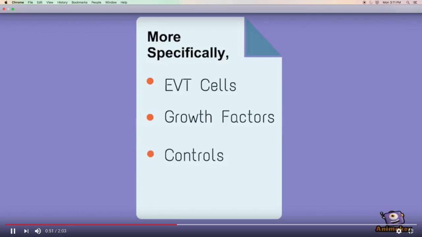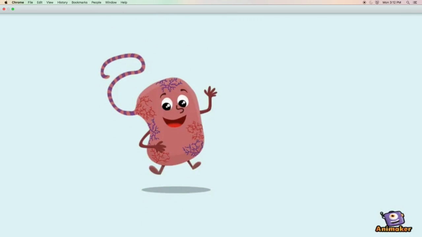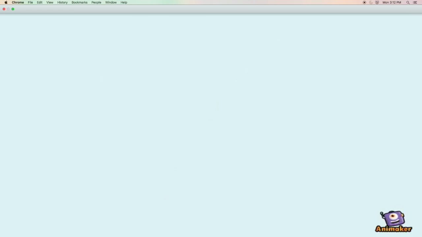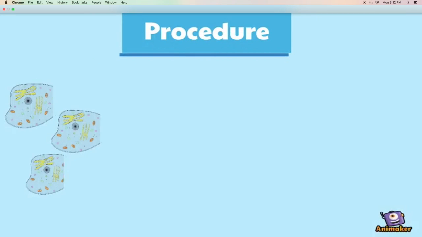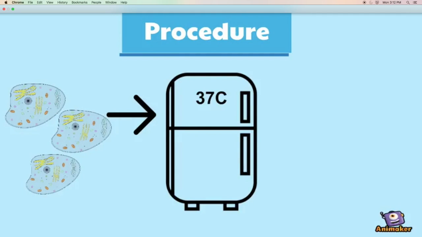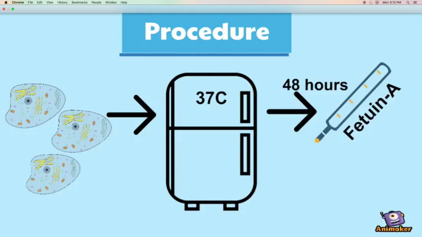More specifically, let's look at EVT cells, growth factors, and the controls used in the experiment. The experiment was conducted using in vitro EVT cells obtained from first trimester placental tissues. The chorionic villi from the EVT membranes were then minced and cultured at 37 degrees Celsius. After the cells were isolated into their chambers, they were exposed to commercial Fetuin-A at increased levels over 48 hours.